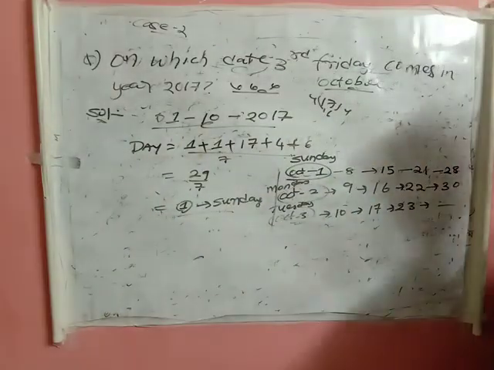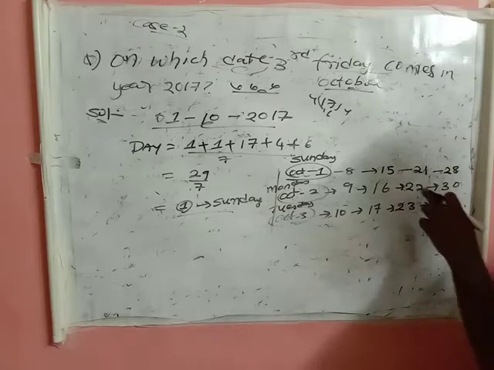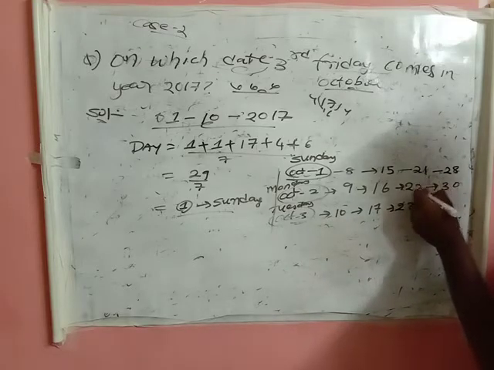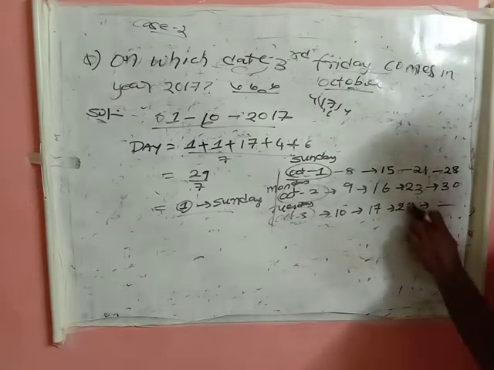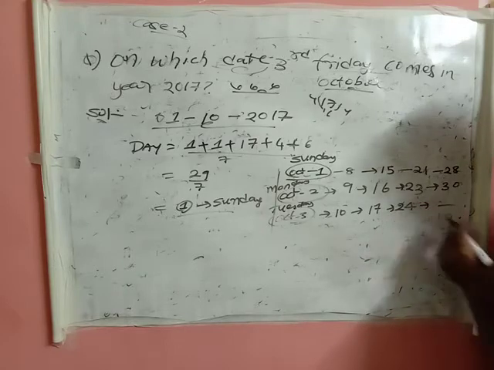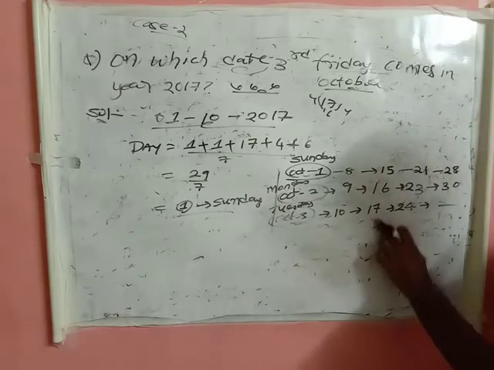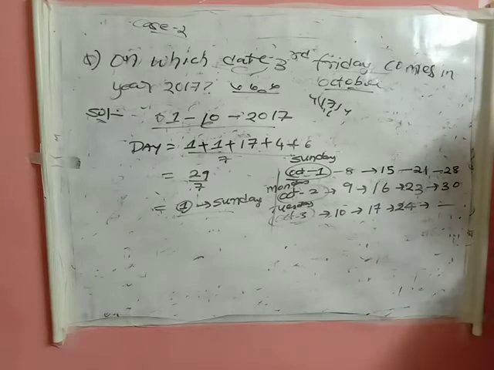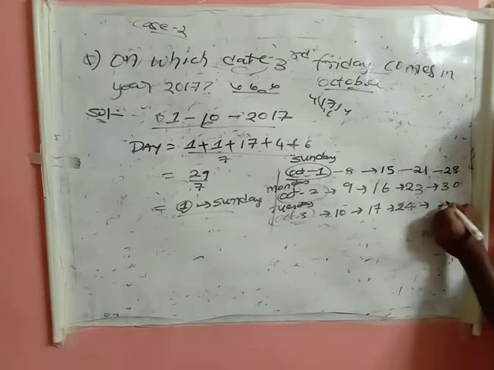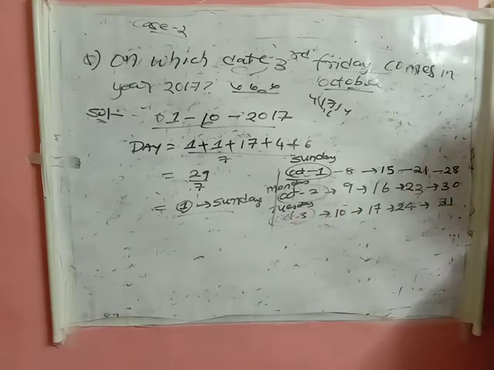So here I think we made a mistake. What is the mistake we did here? 16 plus 7 is 23. So this is 23. This is 24. So 17 plus 7, 24. Right or not? So 17 plus 7 is 24. So 24 plus 7 is 31. So October 31 will occur on Tuesday.